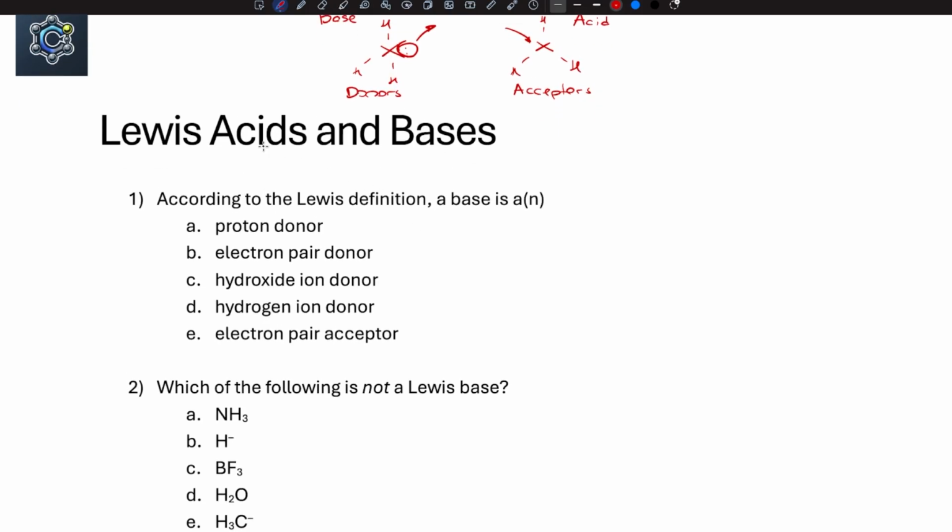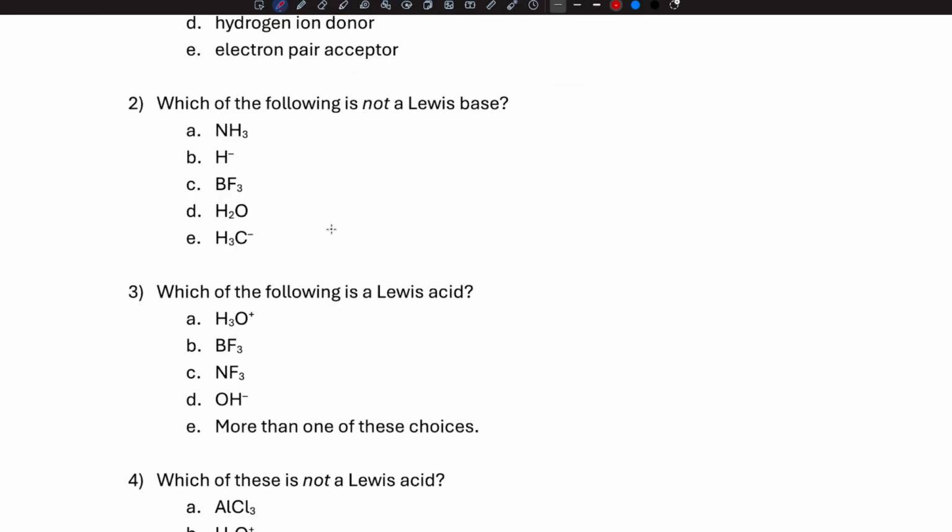The first question is really just asking us about the concept we just talked about, in which we define the Lewis base as an electron pair donor. Question 2 and question 3, and actually a lot of the other questions in this worksheet, are exactly the problems where I think Lewis structures are going to be really useful.